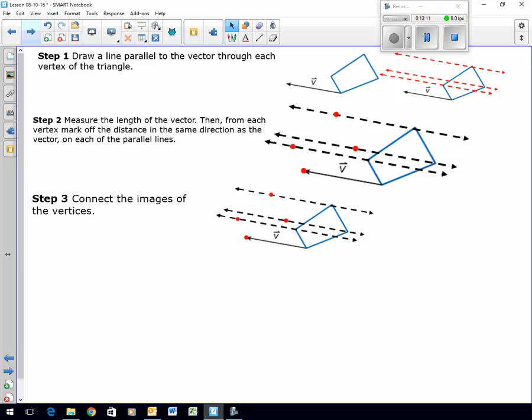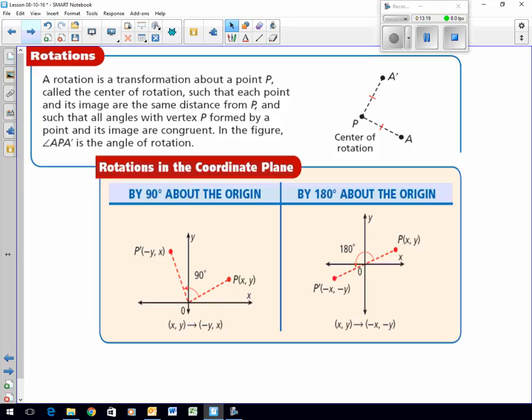All right. Anybody need those steps? Cool. Last thing, a rotation. All right, this has been the most difficult one for first block to understand.